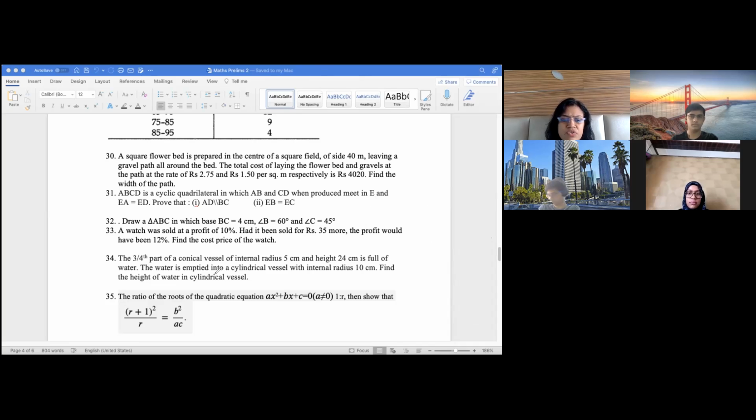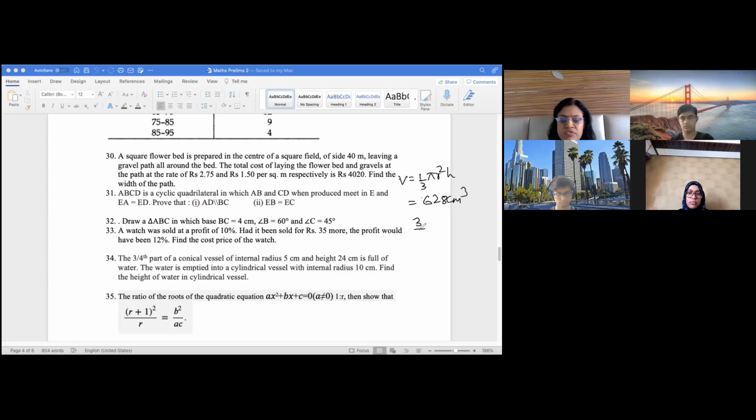This question: 3/4 part of a conical vessel of internal radius 5 centimeter and height of 24 centimeter is full of water. ये भी I'll just write down the steps because अभी time खत्म हो रहा है and we have to revise science also. Okay, volume क्या होता है कोन का? 1/3 pi r square h होता है. R is 5 centimeter. Height is 24 centimeter. Answer is 628 centimeter cube.